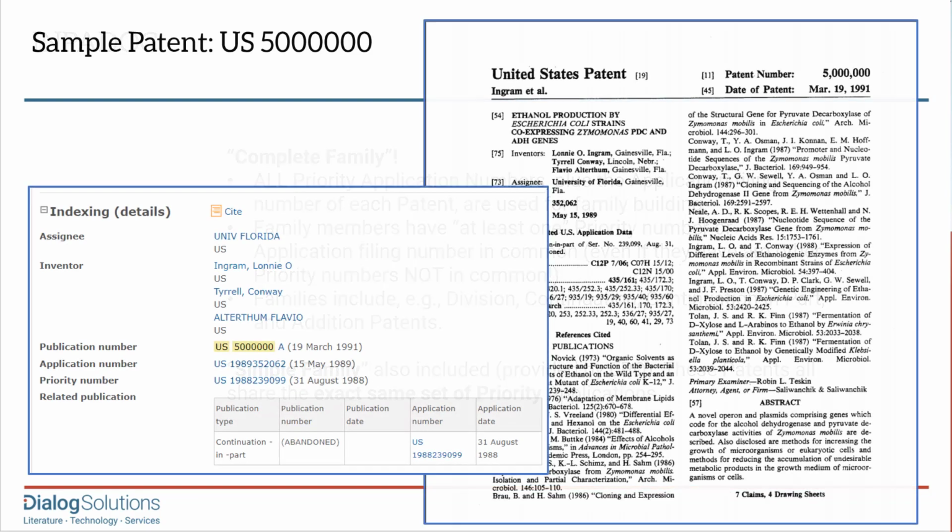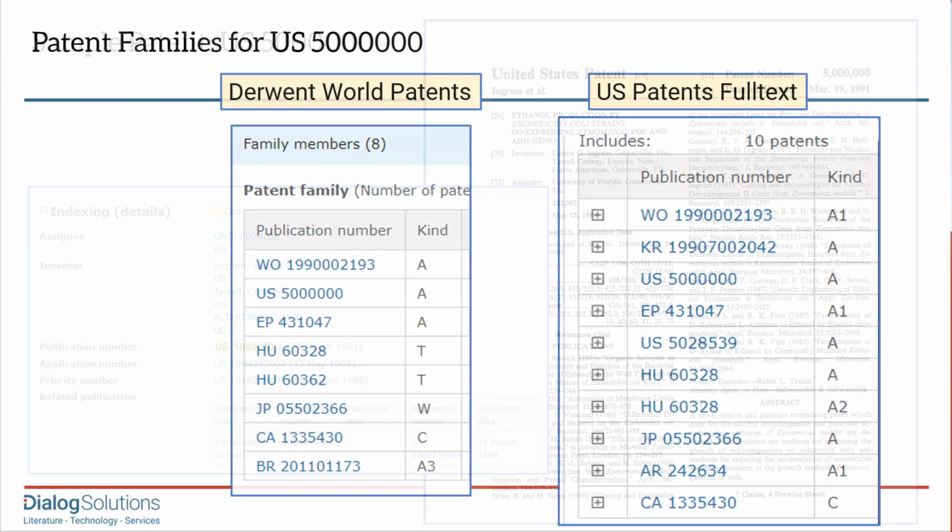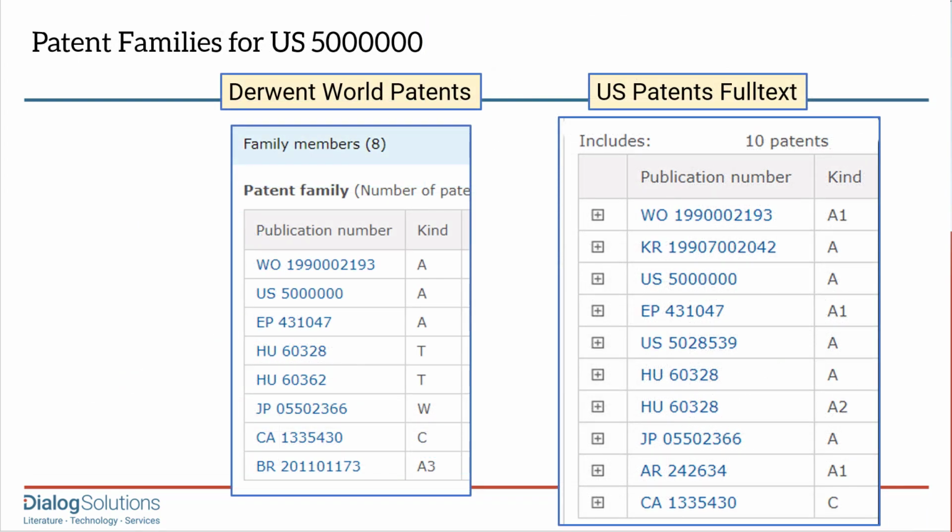This is patent number US 5 million. It's about a way to use a genetically modified version of E. coli bacteria in order to produce ethanol for fuel. So, an interesting idea. This slide shows the Derwent family for this patent next to the family from U.S. Patents Fulltext. Derwent shows 8 family members, while the Fulltext database has 10. And actually, it turns out this Brazil patent is really for something else and doesn't belong there.